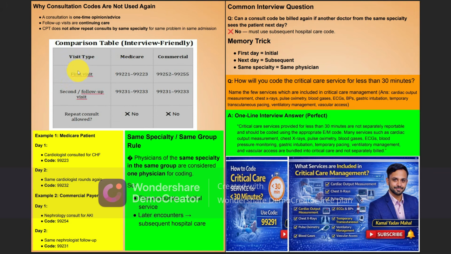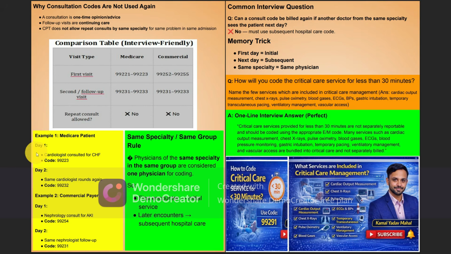So in the comparison table, we have the first visit, Medicare or commercial: 99221 to 99223 for Medicare and 99252 to 99255 for commercial. Second or follow-up visit we use 99231 to 99233. In second visit, commercial also we use follow-up rather than a consultation code, 99231 to 99233. Repeat consultation allowed? No. Medicare not allowed, commercial also not allowed.